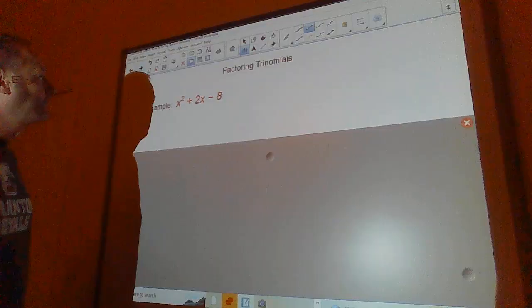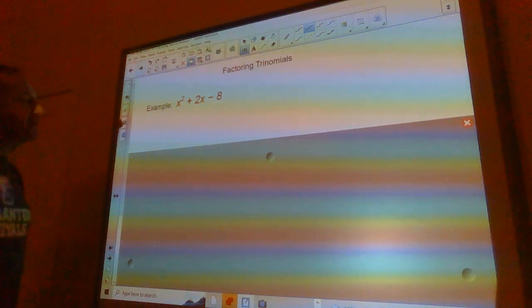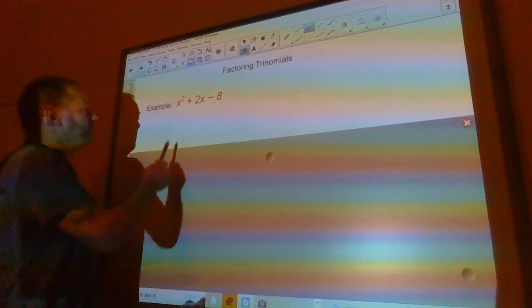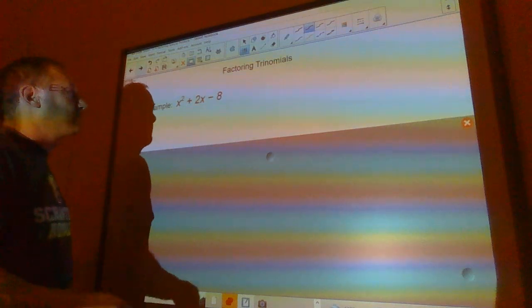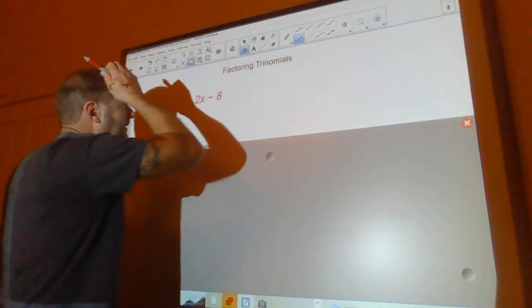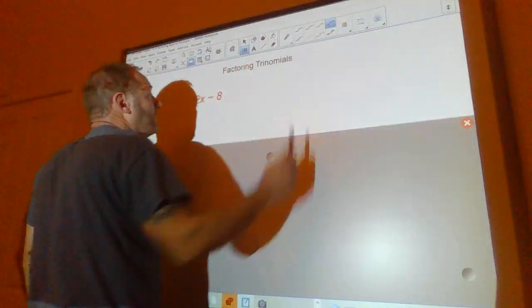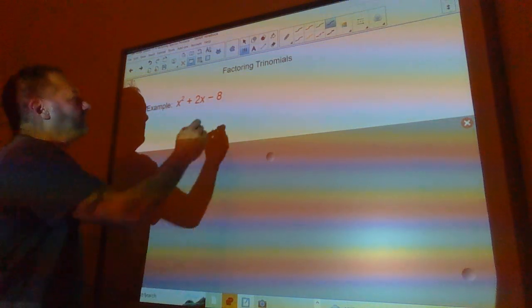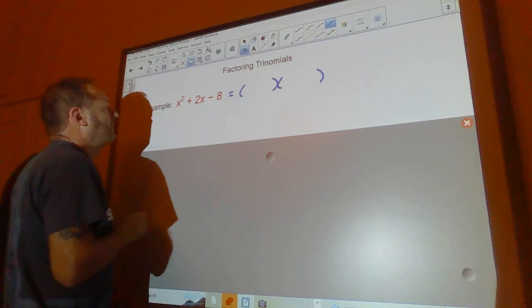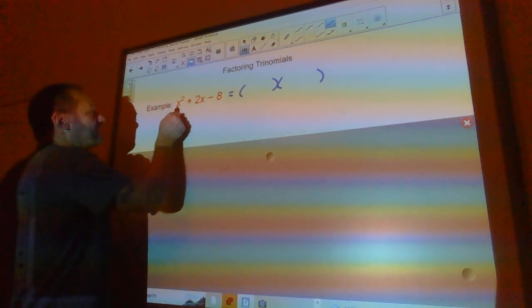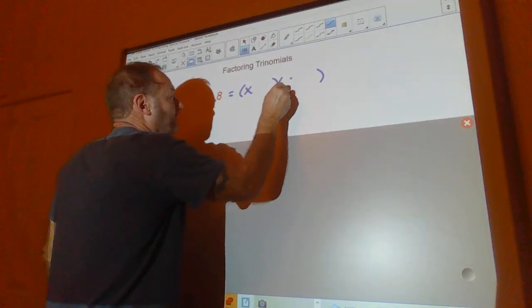Okay. Now, factoring trinomials. All right, so this is a trinomial because it's got 3 terms. Okay, how do you factor these? Well, here's what I need to do. I'm going to go ahead and put my parentheses down here. And I take the factors of this, or x and x, so I can put those here and here.